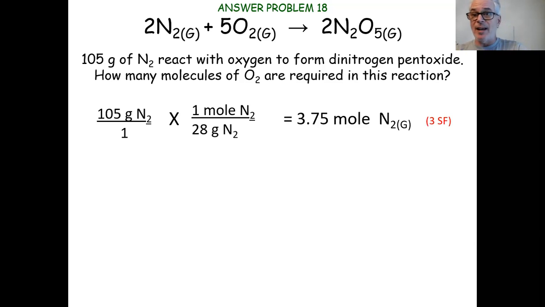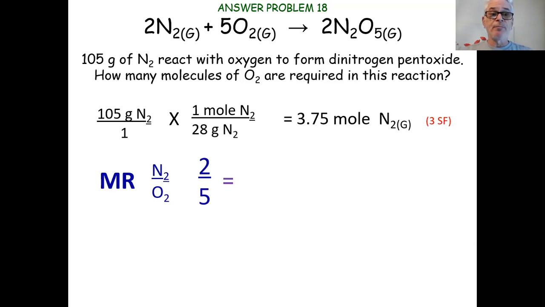105 grams is the same thing as 3.75 moles. Now we have to compare the moles of nitrogen to the moles of oxygen in what we call the mole ratio. We have to get through the tunnel. We have to compare moles of nitrogen to moles of oxygen. The moles of nitrogen to oxygen are in a 2:5 ratio. Look at the top, the balanced chemical equation. There's 2 N2s and there's 5 oxygens. That's the 2 in the front and the 5 in the front. 2 moles to 5 moles.